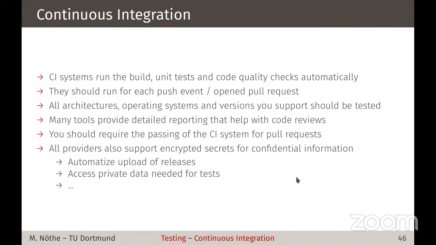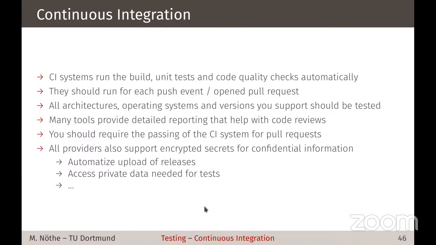And like we mentioned now many times, a CI system is basically a server that gives you computing power to run your build and unit tests and do code quality checks. And continuous integration means that you run this every time you change some code in a pull request, or directly if you are not using the GitHub workflow on your development branches.